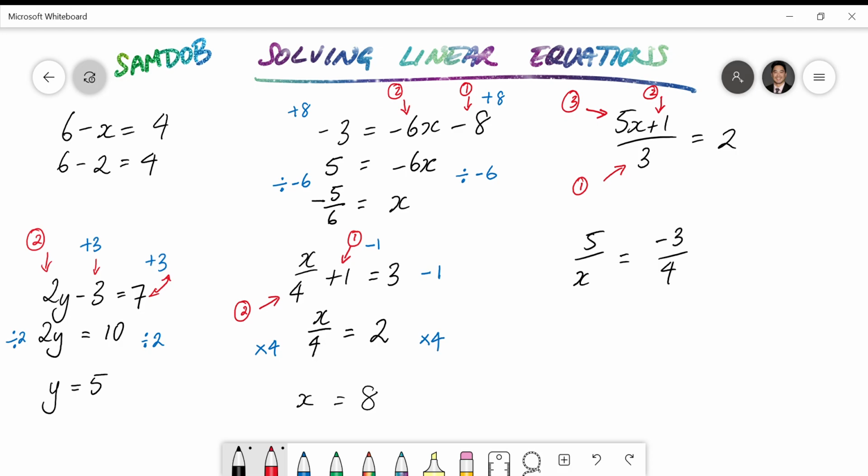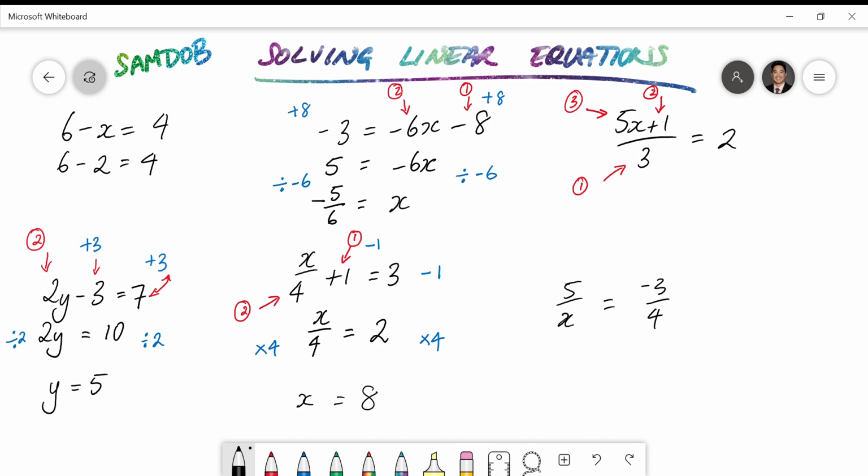Alrighty. So I might write it on the side here. We're running a little bit out of space. So 5 over x equals minus 3 over 4. And we've got this thing here. Okay, back to this question.